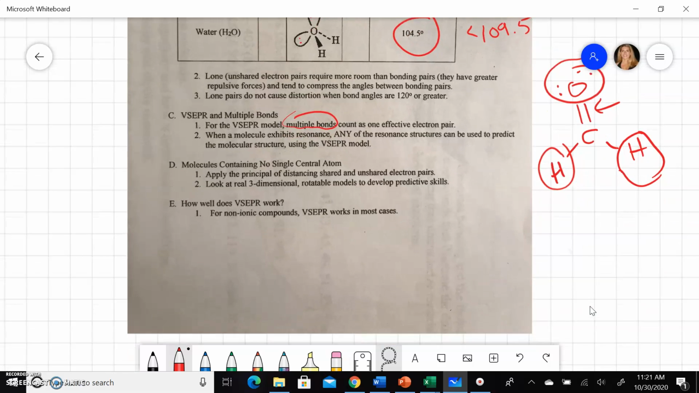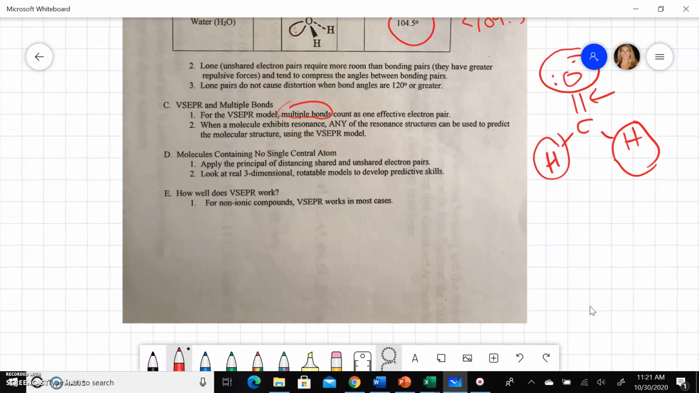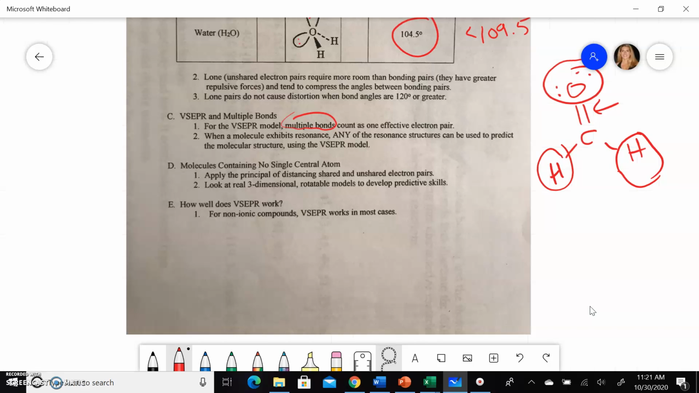You can have molecules with more than 1 central atom, and you'll see some of those. And in most cases, VSEPR works, which is why we buy into it. So again, it's a theory. We don't know for exactly sure what these shapes are, but all of the data supports this theory, and so that's why we go with it. And that's it for chapter 8.